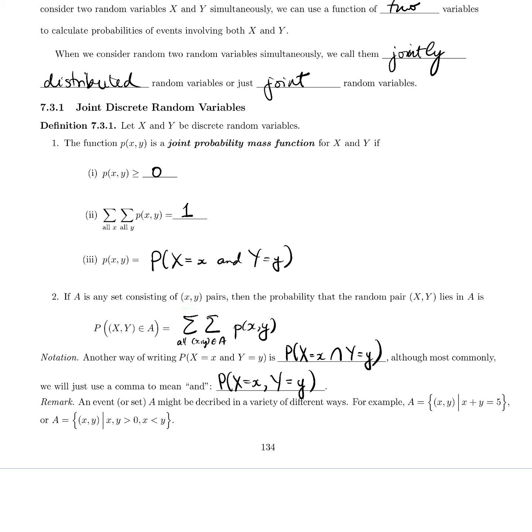In the next video, we'll work on an example using a joint probability mass function and see how some probabilities of events are calculated using it.